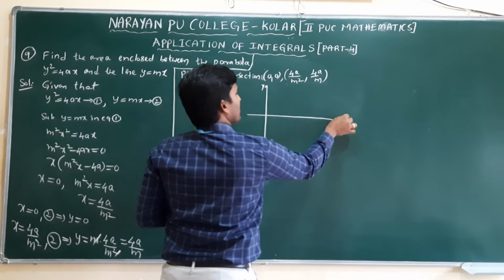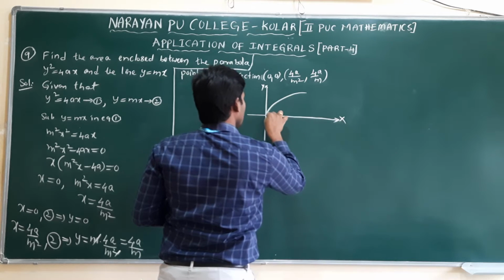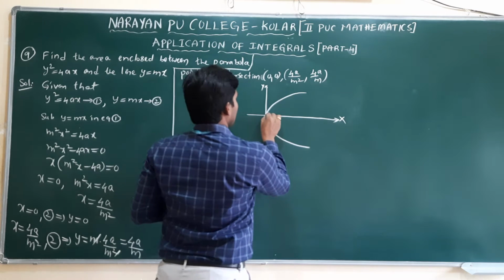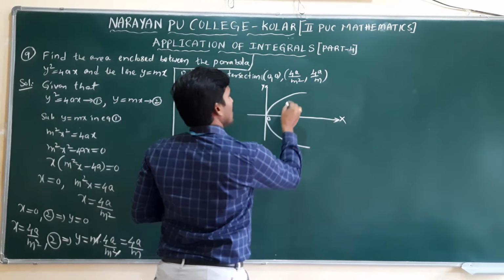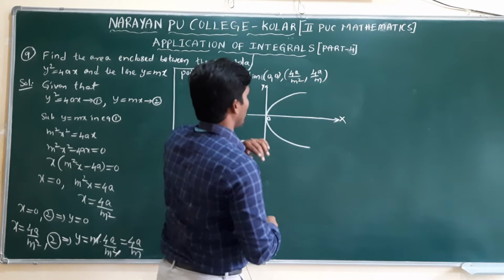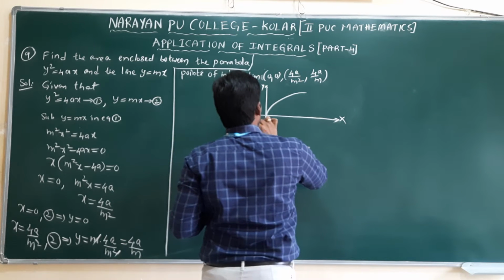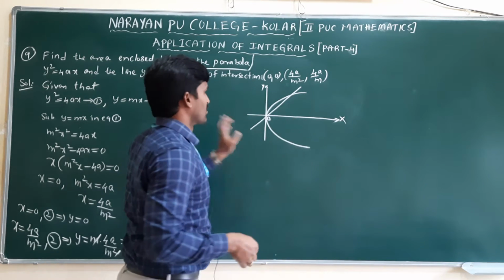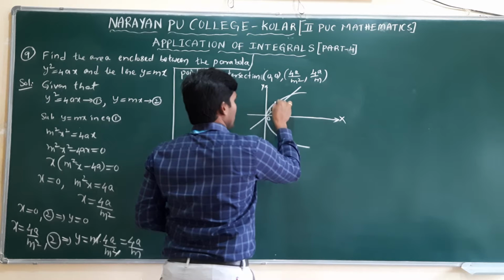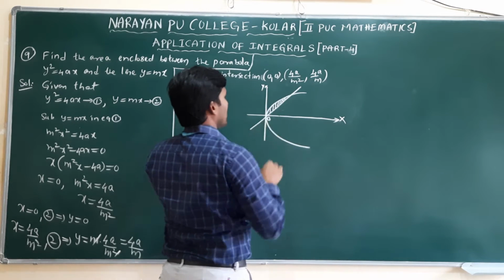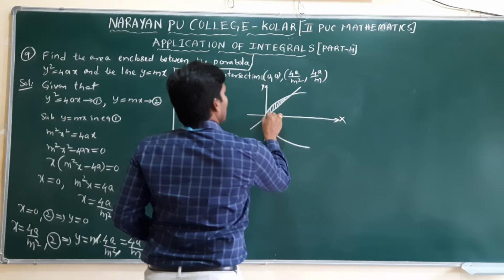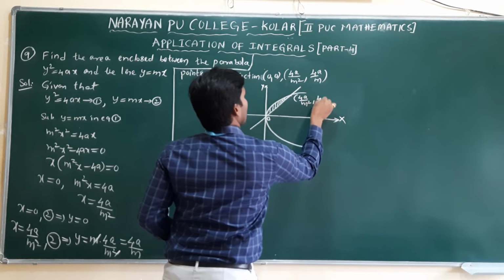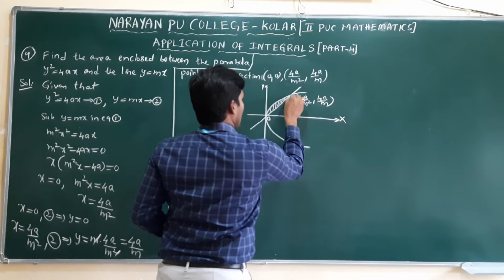Clearly it is a standard parabola, formed towards the positive x-axis, and the line is passing through the origin point and one more point, 4a by m square, 4a by m. Approximately, taking this y equal to mx passing through the origin, it is also passing through the first and third quadrants. And this is the region we need to find here, bounded by these two. From these two conditions, this point is clearly 4a by m square, 4a by m.